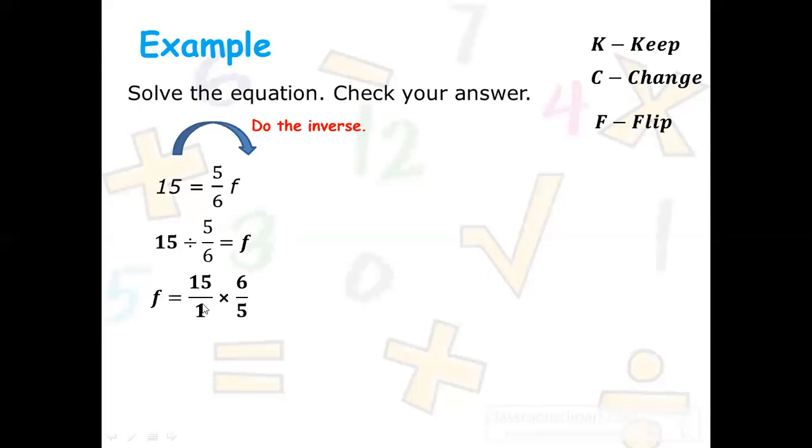So 15 over 1, I'm doing KCF. So keep 15 over 1 the same. Change, that's change the sign, and then flip the fraction. You have to topple the fraction to the other side. Bring the denominator up and take this down. So 6 over 5. Now we can solve this. So 15 multiplied by 6 will give you 90. 1 multiplied by 5 will give you 5. Now how much is 90 divided by 5? That's going to give you 18.